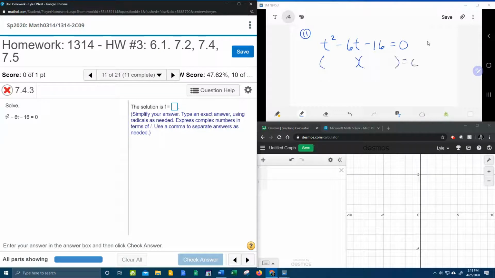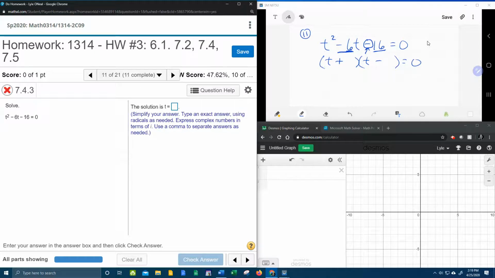So since we have a standard trinomial, standard means that the leading coefficient is 1, we can just start with our 2 sets of parentheses, and then we need to read the signs. A minus at the back means the signs are different. And then we can fill in the blanks. Okay, so t and t make t squared. And then I'm going to need 2 numbers that multiply to make 16 and subtract to make 6. Okay, it actually needs to be negative 6.